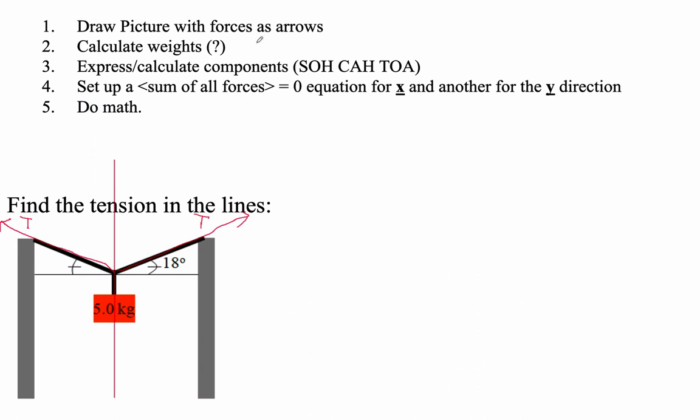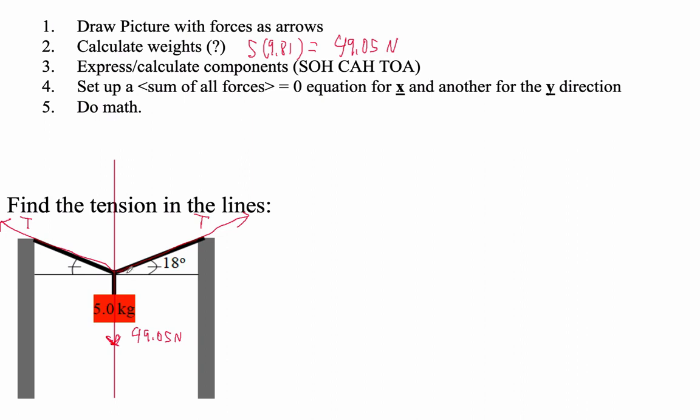Okay, calculate the weights. So 5 times 9.81 is equal to 49.05. Right, so that is a downward force on this. I'm going to draw it like this. So we have 49.05 newtons down, okay? And then we're going to draw our components.